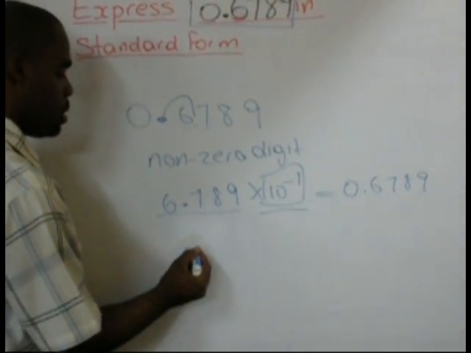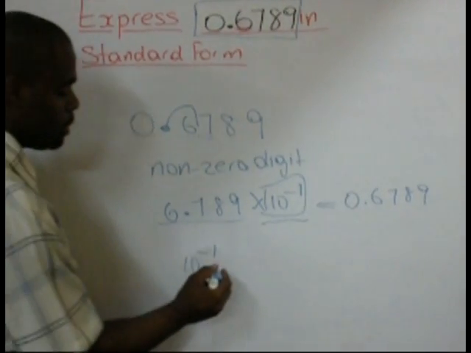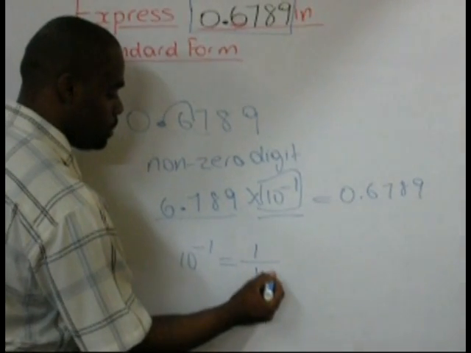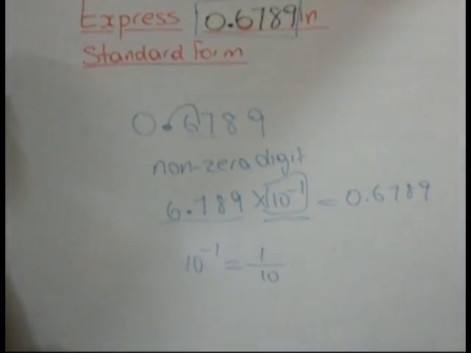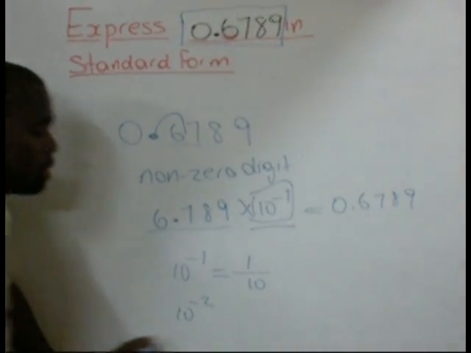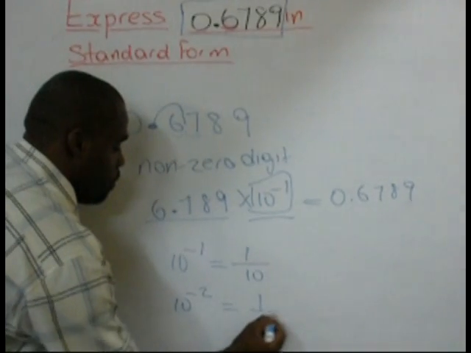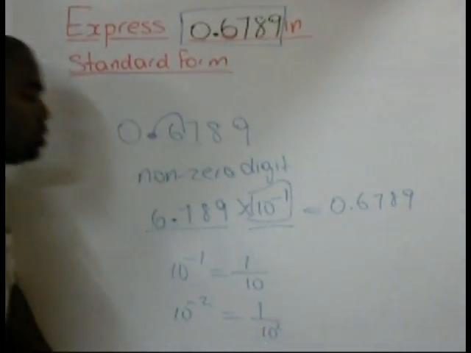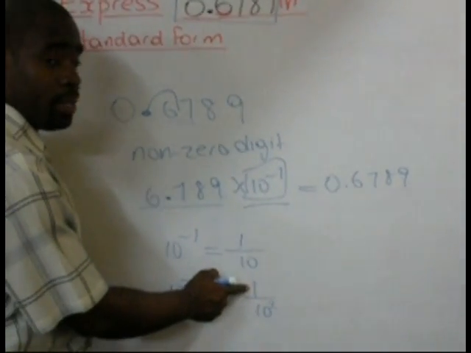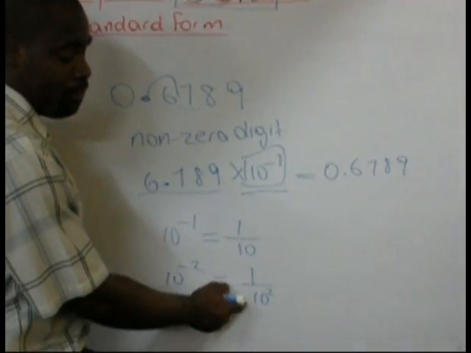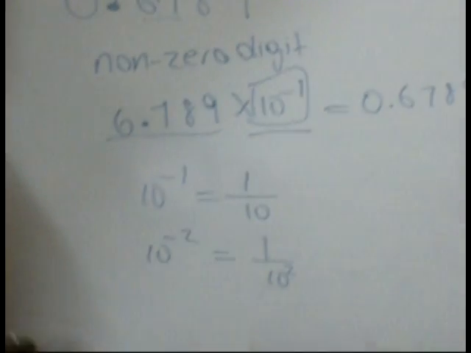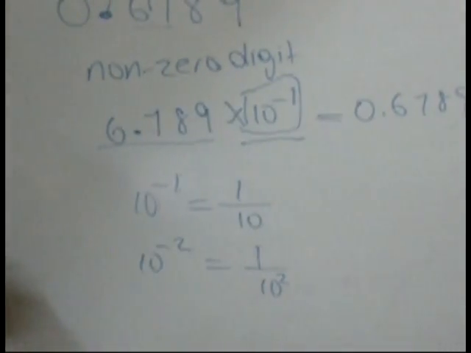Now let us get to understand what this means. 10 to the negative 1 is equal to 1 over 10. Let's try something else. If you had 10 to the minus 2, that will be equal to 1 over 10 to the power of 2. Therefore, it simply means that you'll be dividing this 1 by 100, because 10 to the 2 is equal to 100.